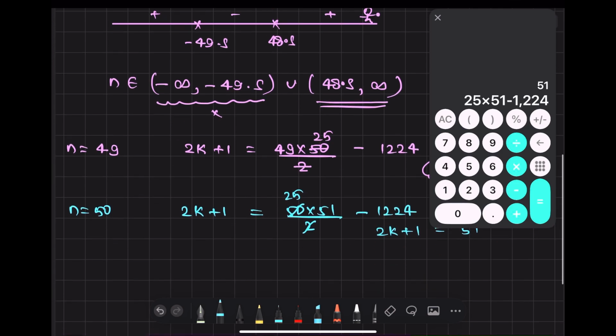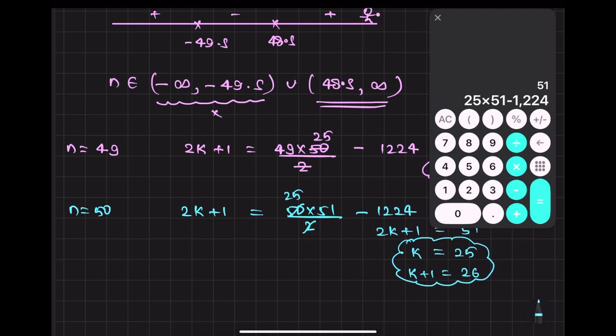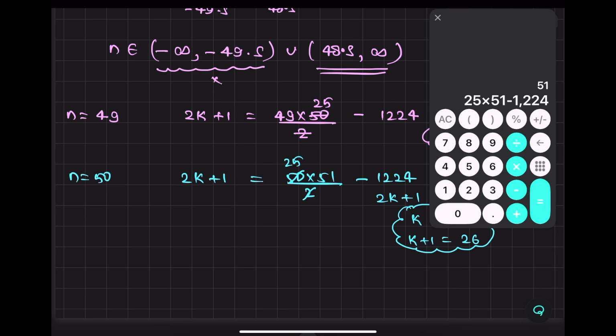So k will become what? K will become 25. So according to this, k is 25, and k plus 1 will become 26. Okay, so this can be the valid case. Why it can be valid case? This is allowed, and n can be 50. Now, these things we are doing because we don't have that many equations, okay? That's why we have to do it.